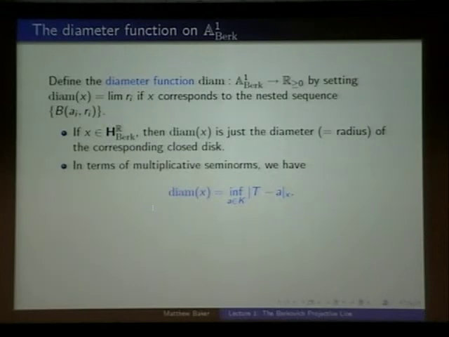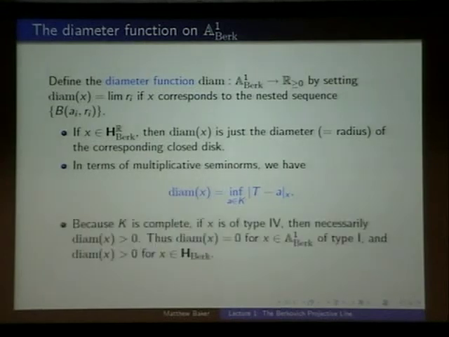And there's an intrinsic definition of the diameter, which is you take the infimum of the seminorms of t minus a over all a. And this agrees. But intuitively, it's just the radius of the corresponding disk. And because of this remark I already made, points of type 4 have positive diameter. And the points of diameter 0 are exactly the points of type 1. So this hyperbolic space, these are the points of positive diameter.